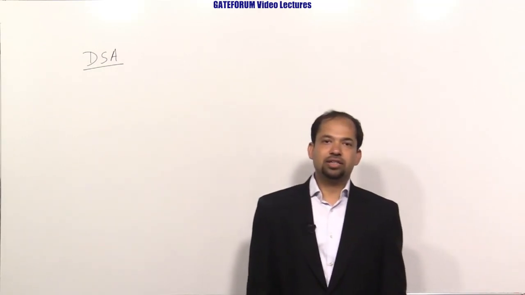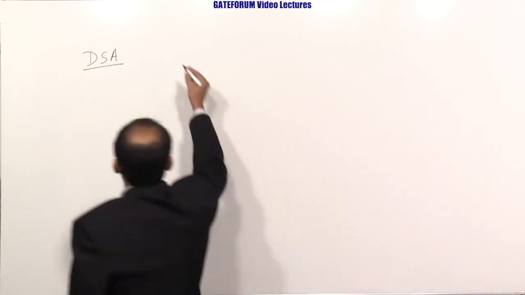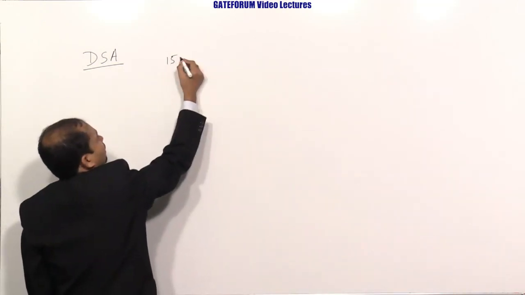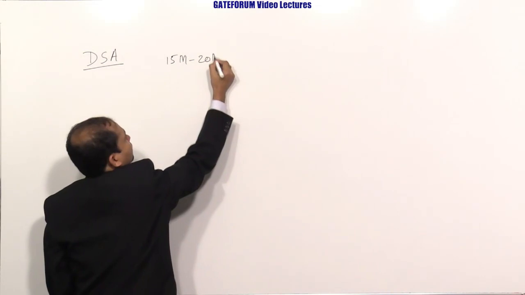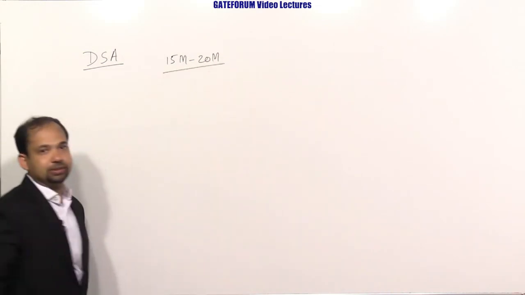Here in this series of lectures we are going to study data structure and algorithm. As far as GATE is concerned, this is one of the most important and crucial subjects. You can expect minimum 15 to 20 marks question. So you can expect 15 to 20 marks from this particular subject.